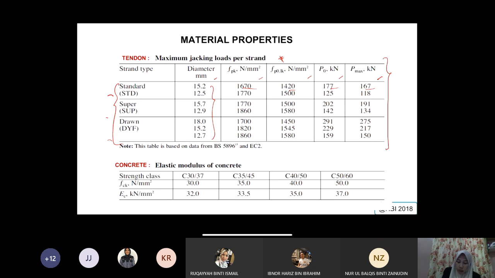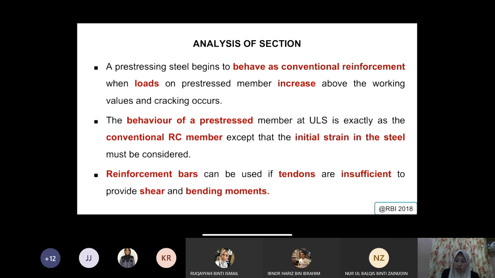So this is the concrete. I think this is a common one, where you have concrete strength 30, 35, 40, or 50, and then your FCK, and your modulus. To check the moment, you have to analyze the section, because as we know, for a pre-stress beam we have additional tendon, so we have to analyze the section first before you can know what sufficient moment to provide.